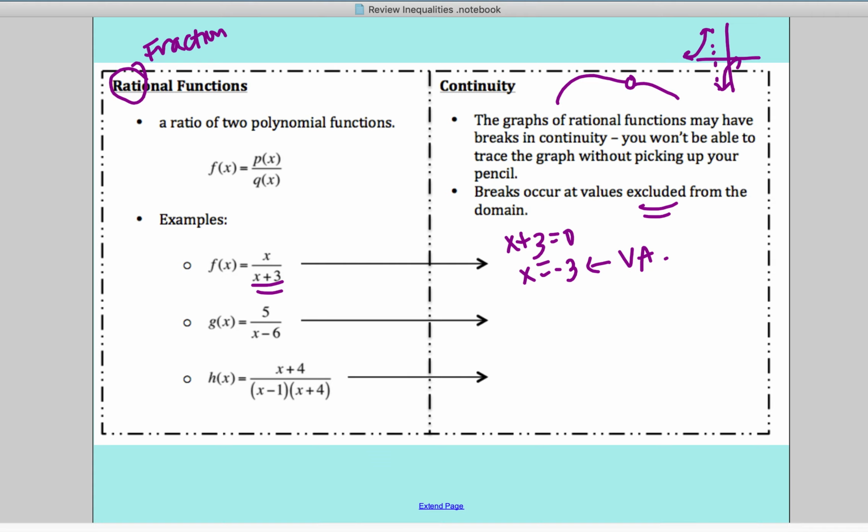On our next function, where is the discontinuity? Again, where our denominator is equal to 0. So there is a discontinuity when x equals 6. Once again, it's a vertical asymptote, a VA.